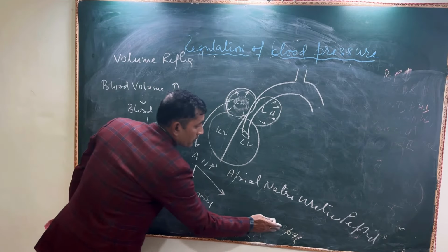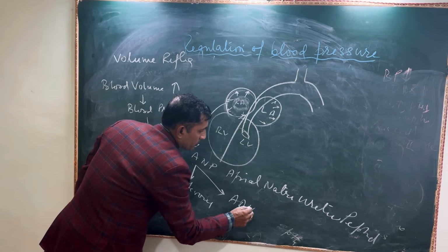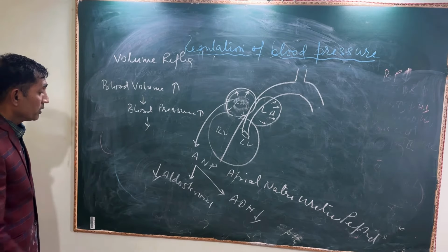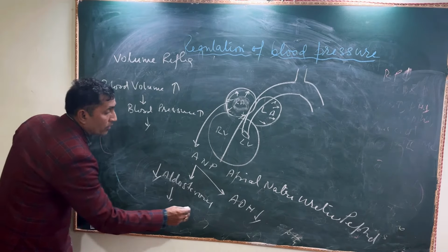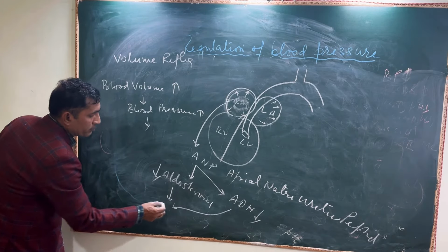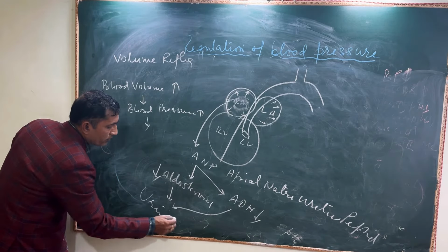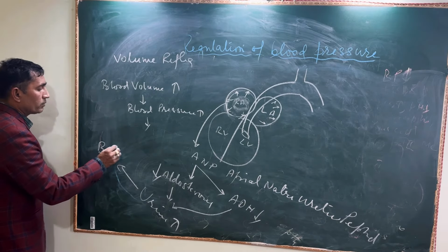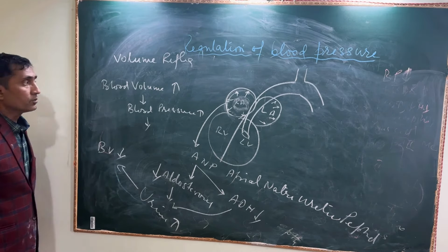Then ADH secretion also will be less. What will happen? If aldosterone becomes less and ADH is less, ultimately urine volume is increased. Once urine volume is increased, blood volume is reduced. So we started with an increase in blood volume, and we have finished with a decrease in blood volume. It's a reflex process, and this reflex comes under the volume reflex.